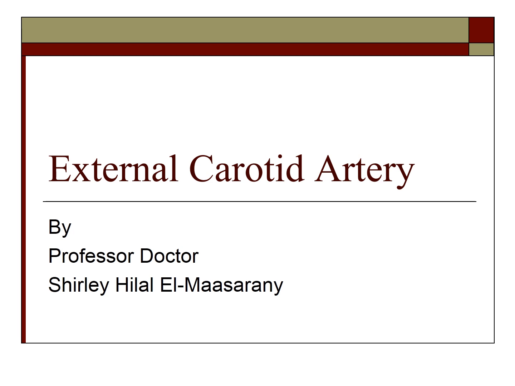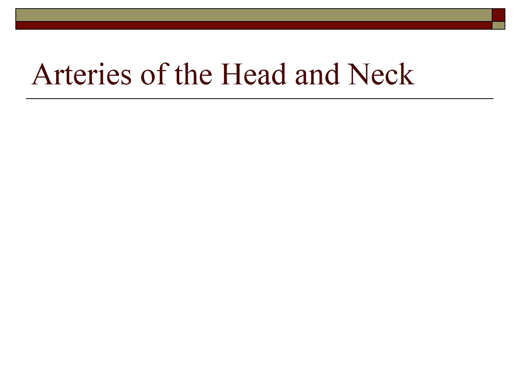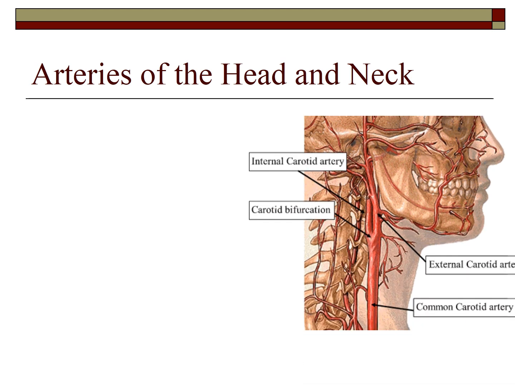Today we are going to have a lecture on the external carotid artery. It comes from a bigger artery which is called the common carotid artery. Here we have in the lower half of the neck a big artery. This is called the common carotid artery. This artery bifurcates into two arteries, external carotid artery and internal carotid artery.